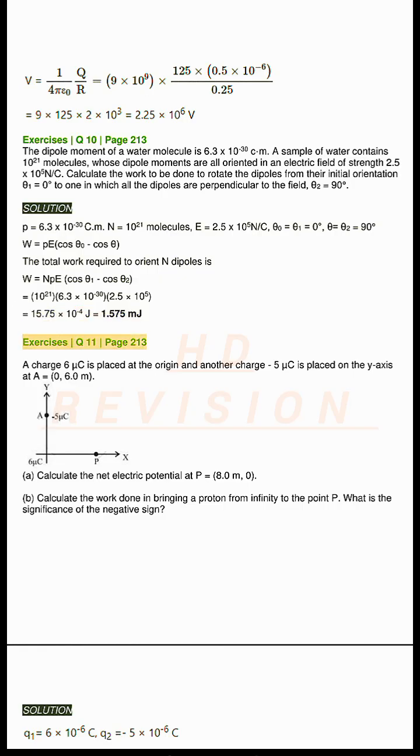Exercises Q11, page 213. A charge 6 microcoulombs is placed at the origin and another charge 5 microcoulombs is placed on the y-axis at a equals (0, 6.0) meters. A. Calculate the net electric potential at P equals (8.0 meters, 0). B. Calculate the work done in bringing a proton from infinity to the point P. What is the significance of the negative sign?